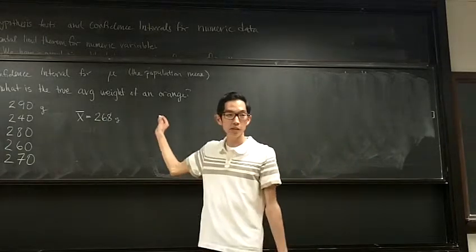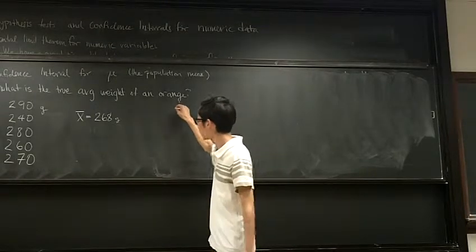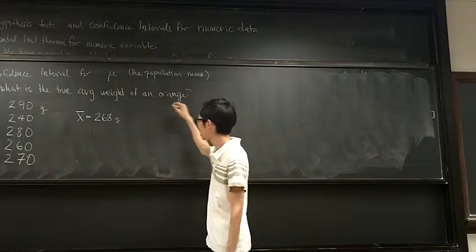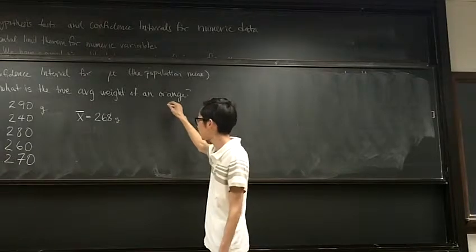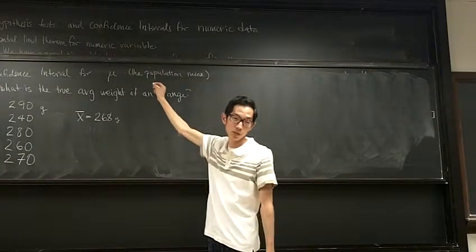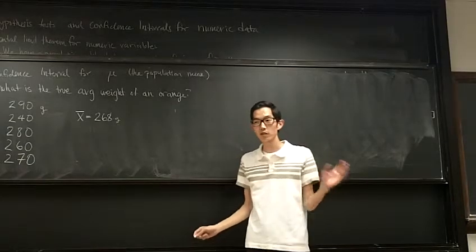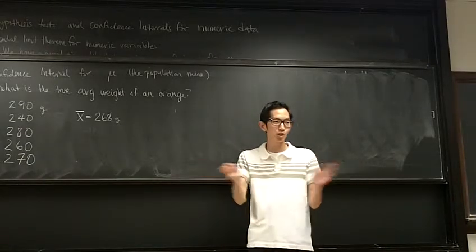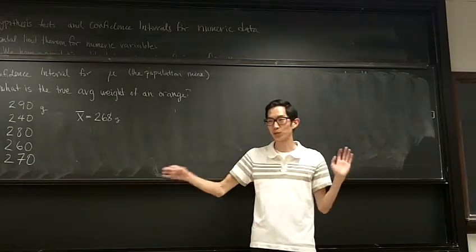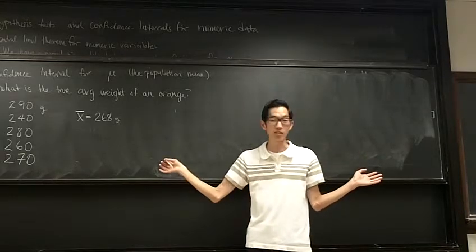And he has no idea what the population mean is. We want to make a confidence interval for the population mean. We have no idea what it is. And we also have no idea what the population standard deviation is. We have no idea how much difference there is from orange to orange in the general population either.